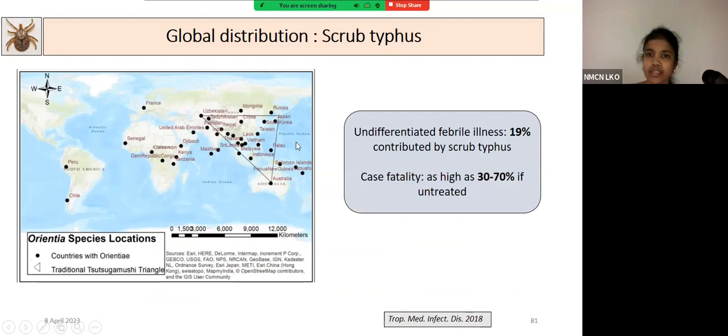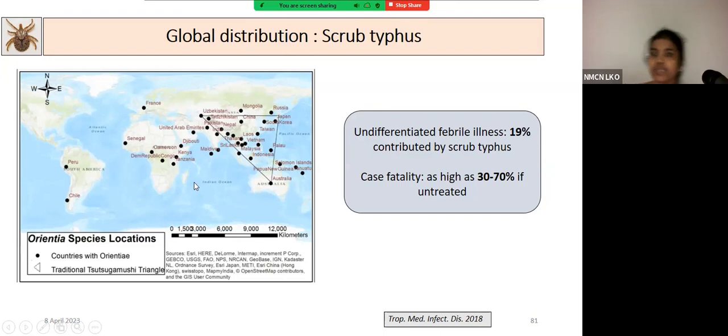Next, we come to another tropical disease, that is scrub typhus. It is endemic in the Asia-Pacific region, which is traditionally known as the Tsutsugamushi Triangle, bounded by Japan, Australia, and Pakistan, where the maximum number of cases and outbreaks are seen. Though cases are also seen in countries other than this triangle.